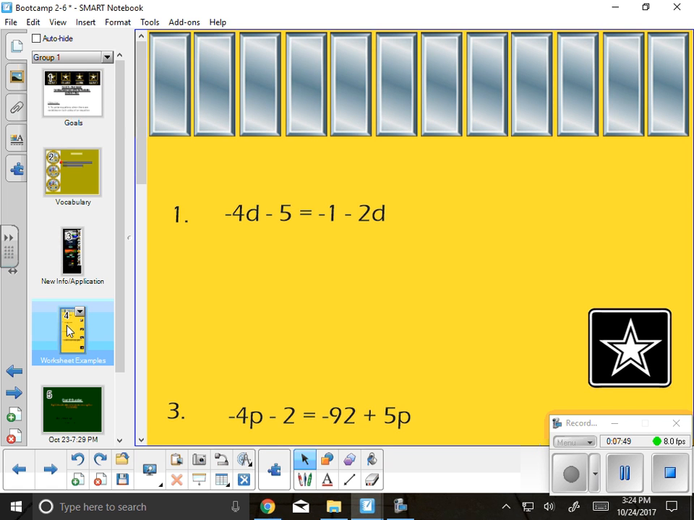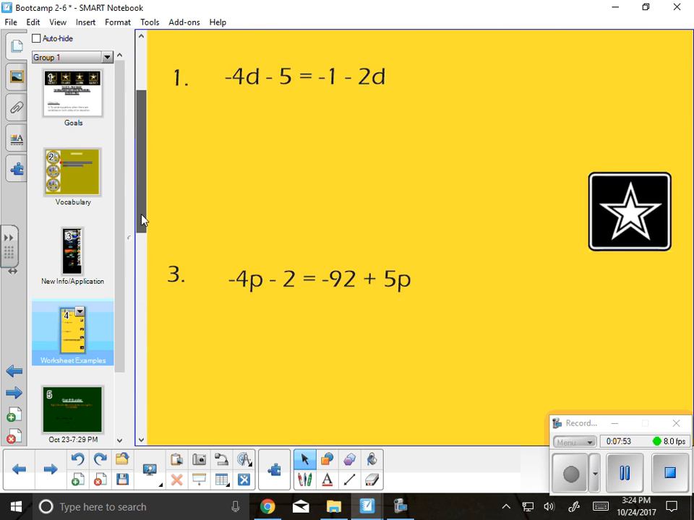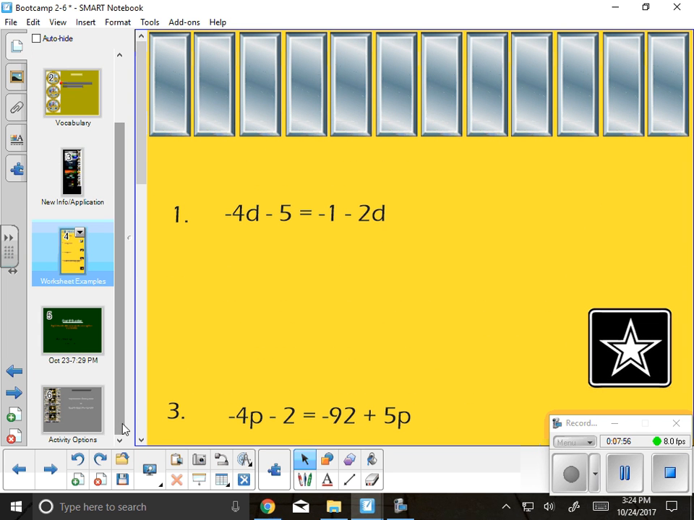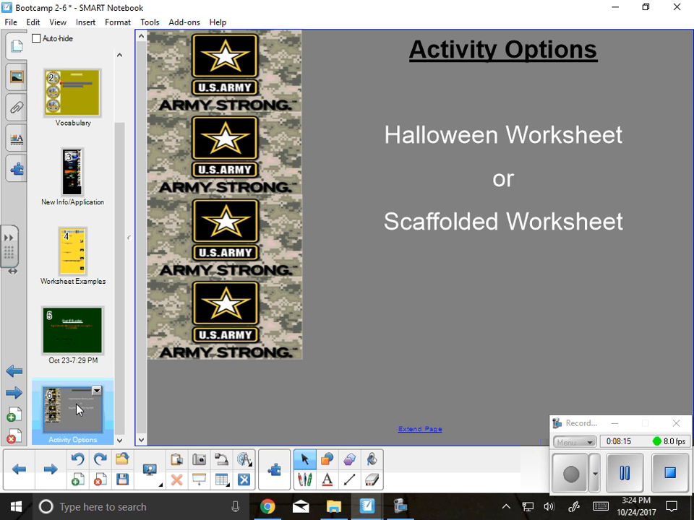Here you'll see the worksheet examples. Go ahead, you can go through those. Also, the final G question. Here it asks, explain how to determine whether an equation is an identity. Remember, on your goal sheet, you also have to fill in your final G question answers. If you have any other questions, you can check this YouTube link out. And then here are your activity options for level 6.